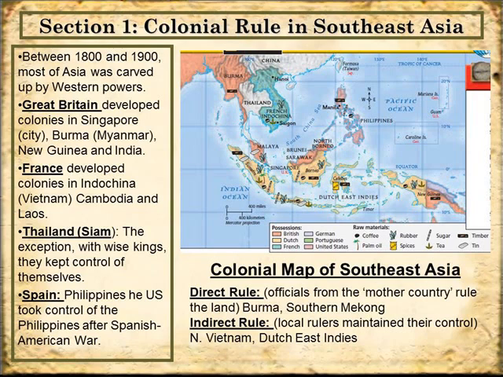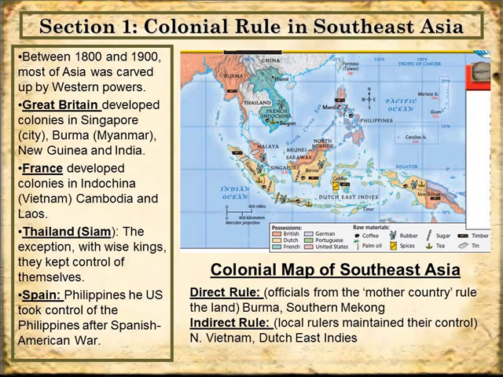So, who controlled these particular areas? You can again see it on your map by color, and I will go ahead and read it. Great Britain developed colonies in Singapore, which is a city, Burma, which is now Myanmar, New Guinea, and in India. France developed colonies in Indochina, Vietnam now, and Cambodia and Laos.